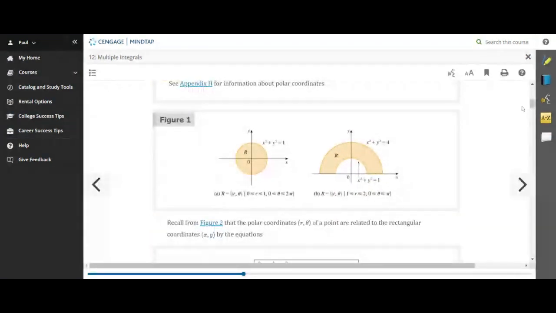So you see in figure one here, you have a couple of situations in which integration, if your region is x squared plus y squared equals 1, and you wanted to do a double integral, Cartesian coordinates could be a little messy. So let me show you why.